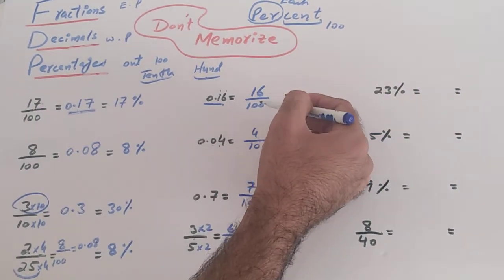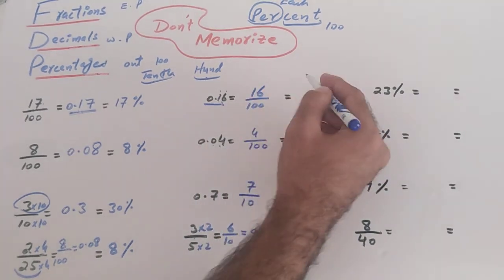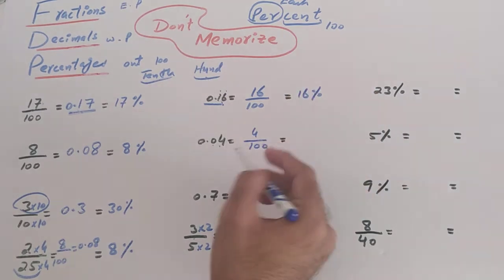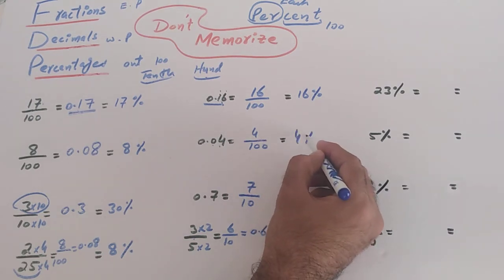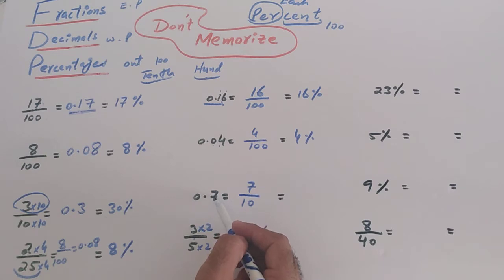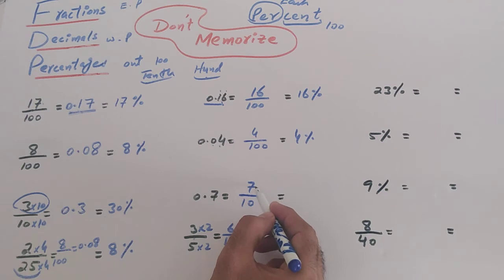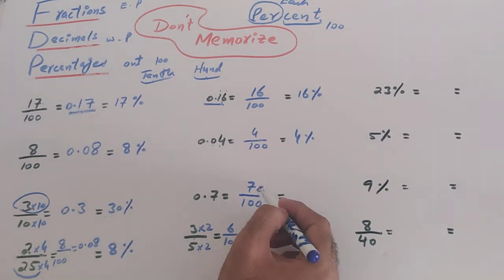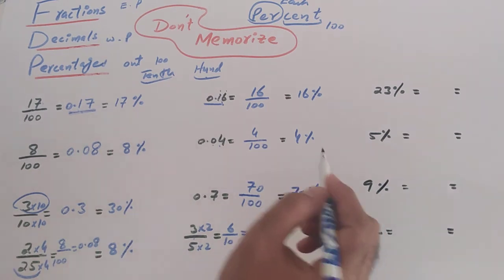Okay. Now change these back into percentages again. So it is 16 out of 100, that will be 16%. This you can see is 4 out of 100, so it will be 4%. This is 7/10, so you have to make it 100th. You just have to times it by 10. If you times it by 10, you will get 70, and this will be 100. So it's 70/100 or 70%.